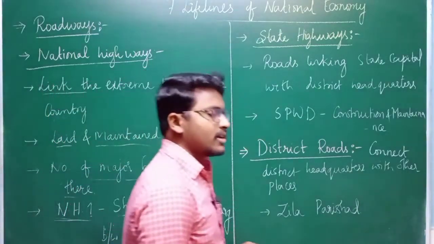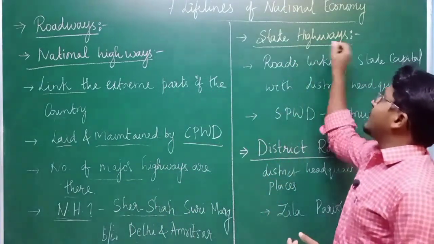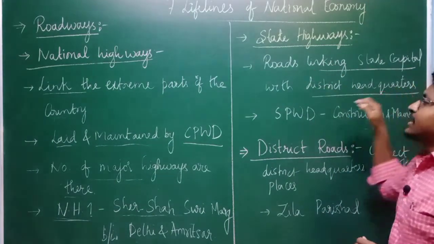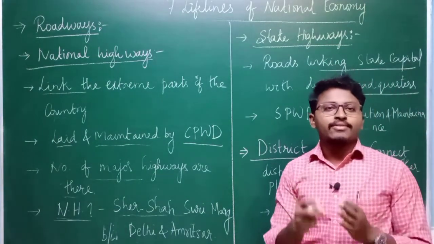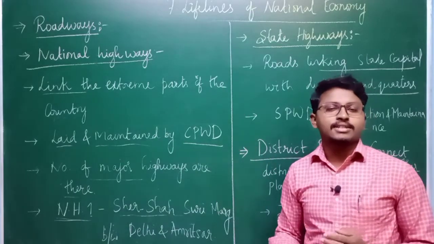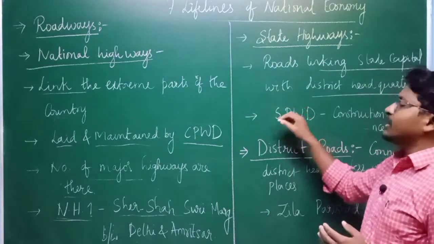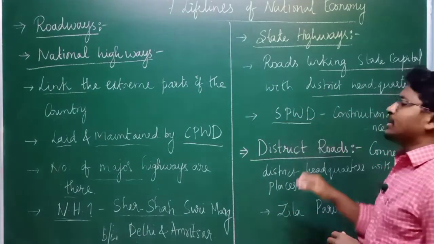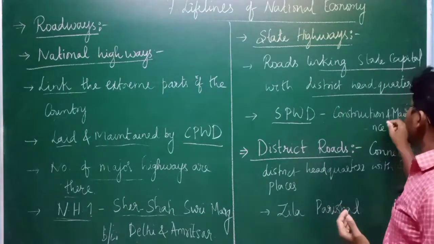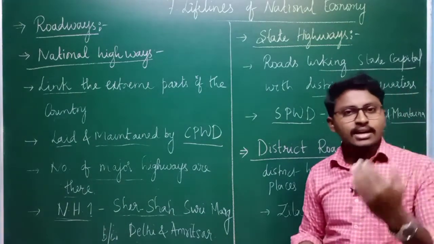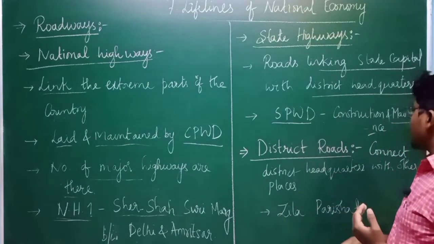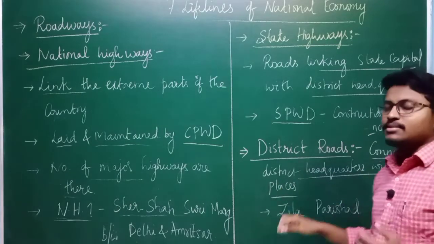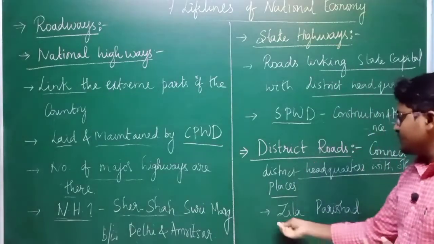Then the next very important type of roadways are the state highways. These state highways are basically the roads linking the state capital with the district headquarters. Suppose a state capital wants to connect with the different districts, then these roads will be constructed. And who will construct these roads? The State Public Works Department constructs and also maintains these roads. Then the other type of roads are the district roads, which are constructed to connect the district headquarters with other places in the district, and these are maintained by the Zilla Parishad.